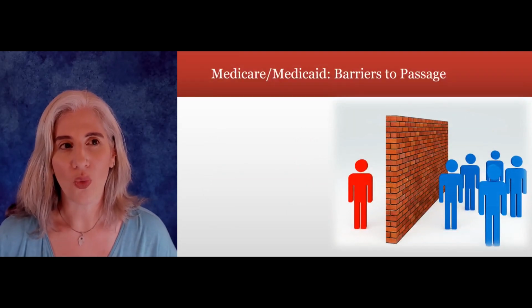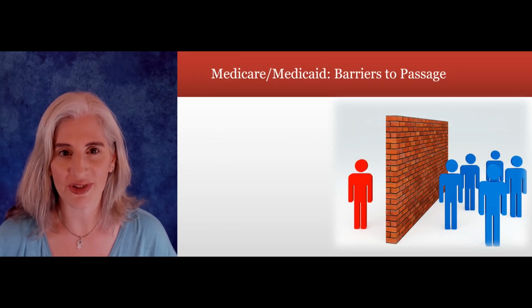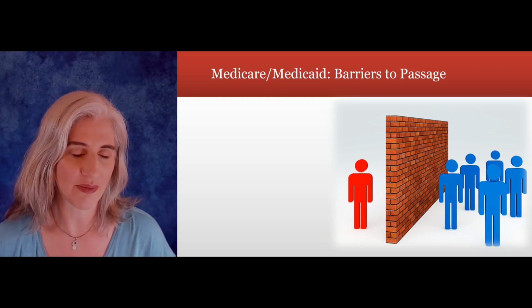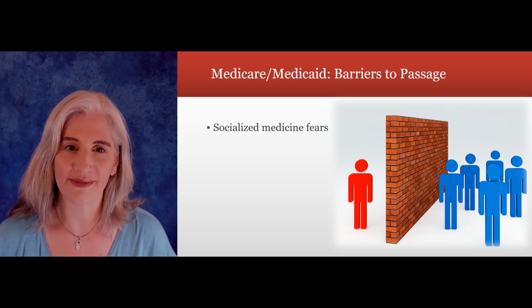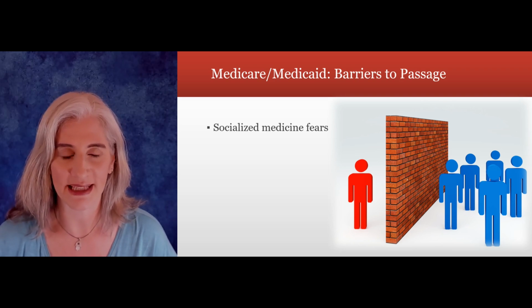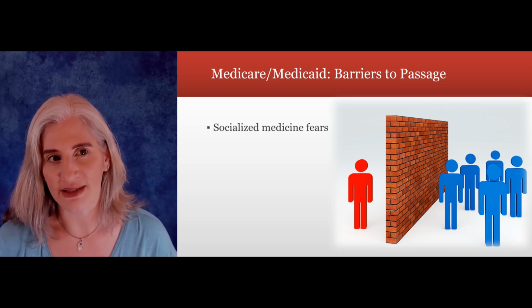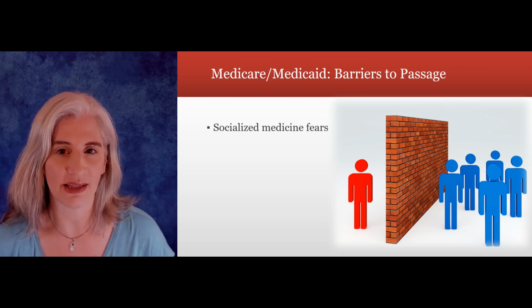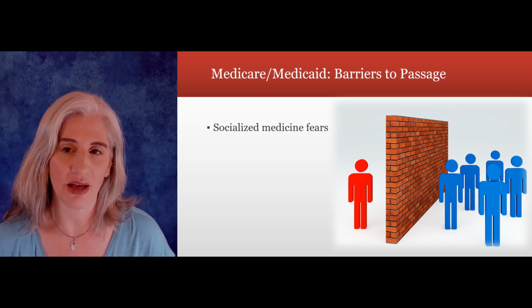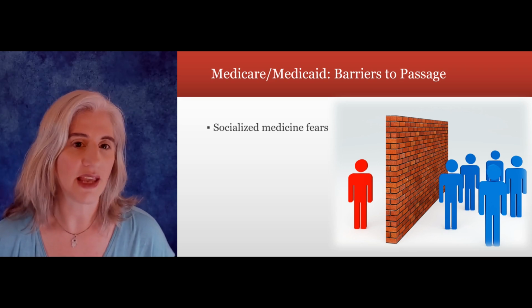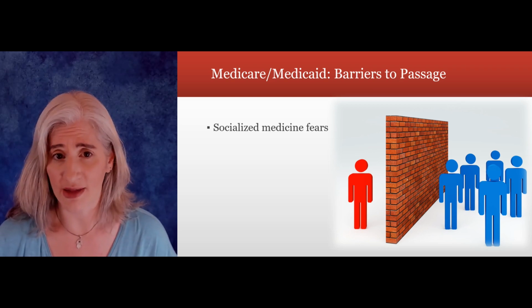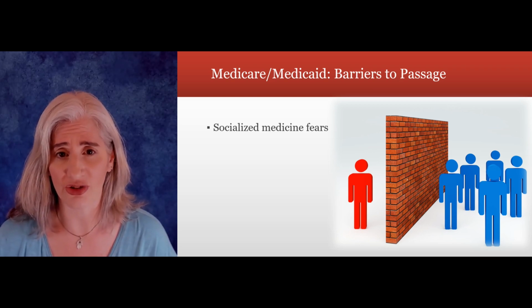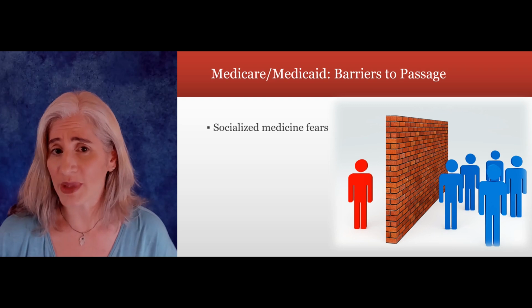So what were some of those barriers to passing Medicare and Medicaid? Well, first, fear of socialized medicine. As was the case in the 30s and 40s, many people objected to government health care because of a fear of socialism. They didn't want the government to interfere or oversee their practices. That was from the doctors. And they didn't want the government to pay them.